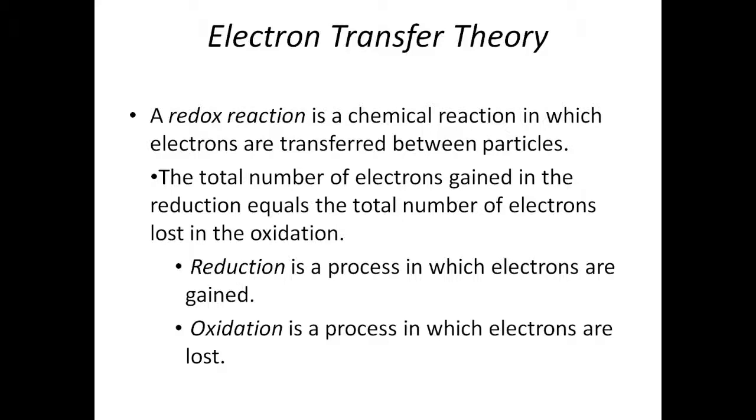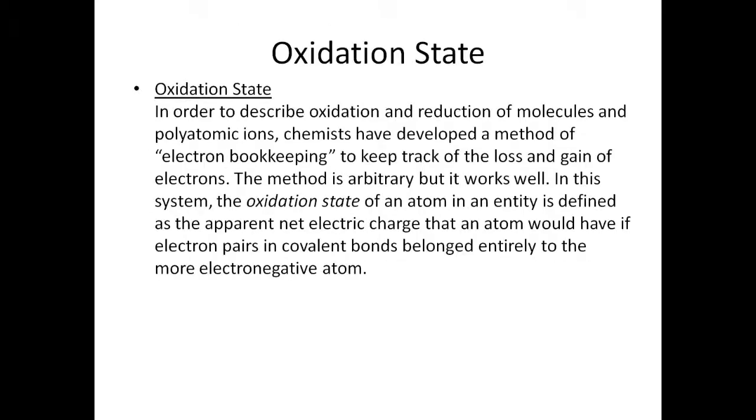Now, to be able to understand who loses electrons and who gains them, I have to have a firm accounting system for identifying who electrons belong to. And so I have to be able to assign electrons to things and give them what we call an oxidation state. This is just an arbitrary way of assigning electrons.